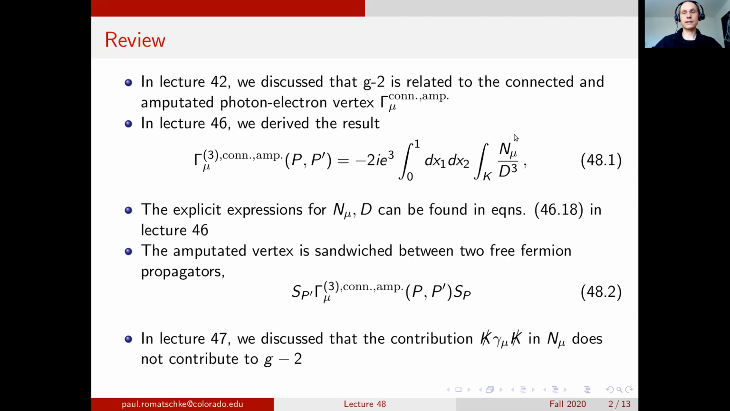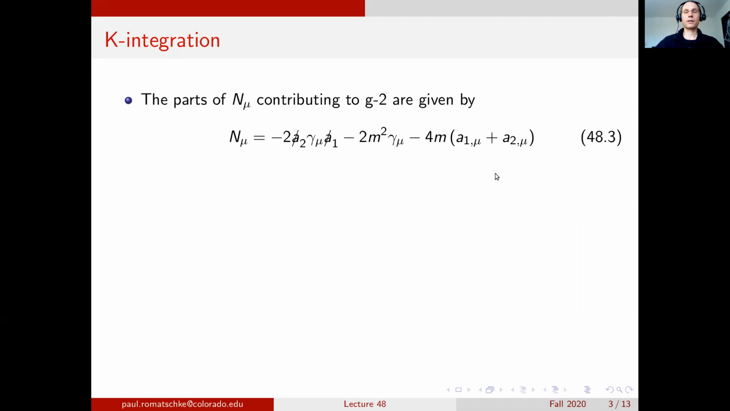Also note that we discussed one contribution from the numerator, the one given by k slash gamma^mu k slash, in the last lecture, and we found that this contribution does not contribute to g minus 2. So in this lecture, we look at all the other contributions and identify the ones that will contribute to g minus 2. If we disregard the one contribution proportional to momentum k, the contributions that are left in N^mu that we have to deal with are the following ones.